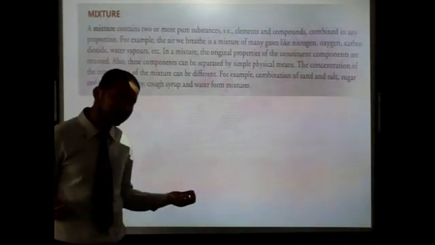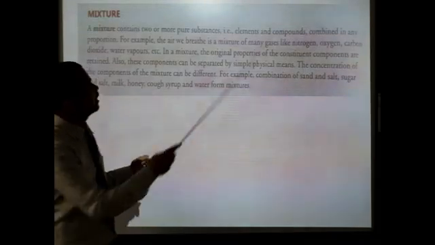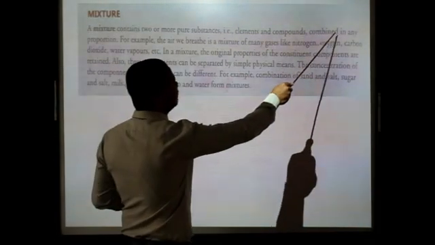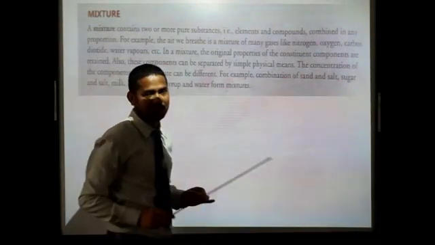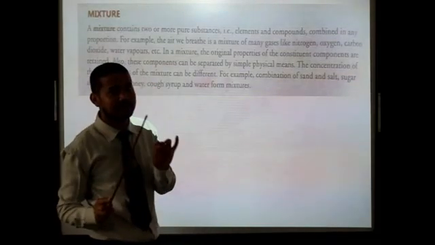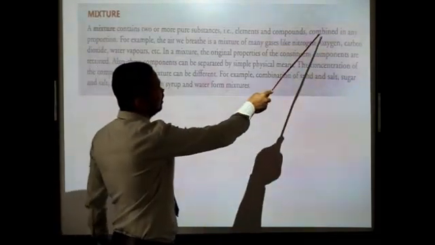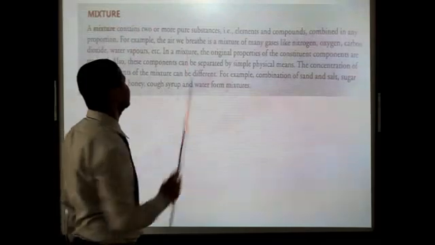So you may be saying, okay, a compound also contains two or more pure substances. So then what is the difference? In compounds, the substances are combined in a fixed proportion, in definite proportion. But mixtures combine in any proportion.